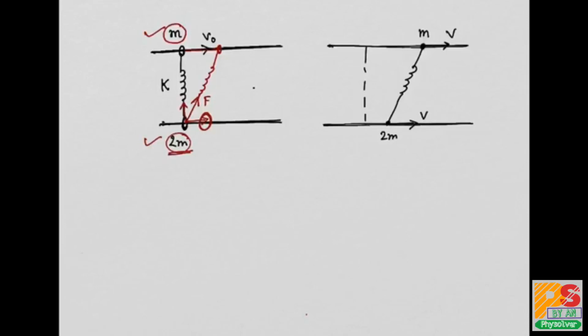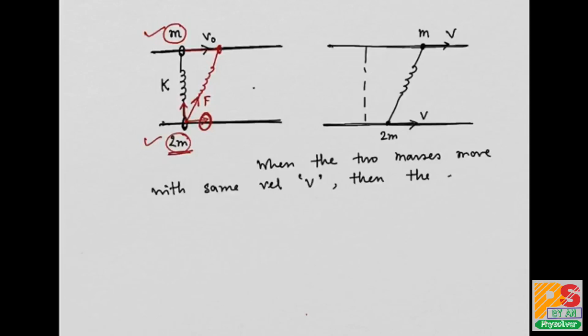Okay, and I can say when the two masses move with the same velocity v, then the elongation in the spring should be maximum. Now many can ask why.